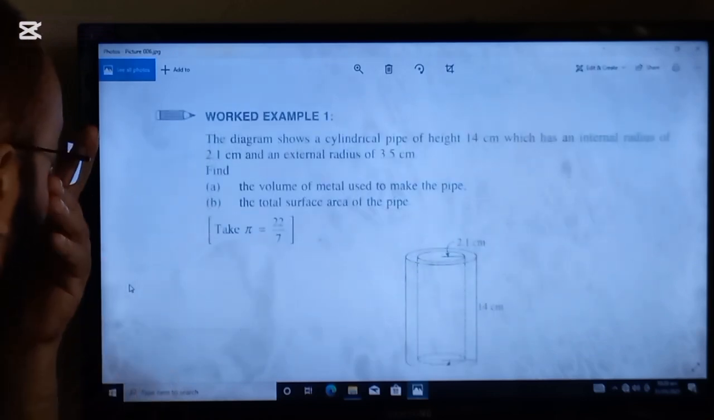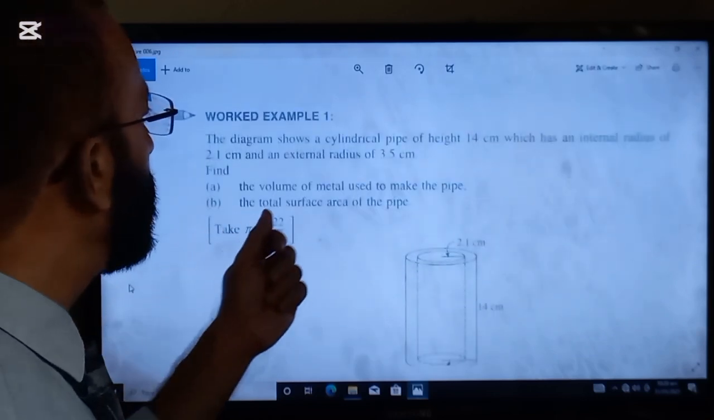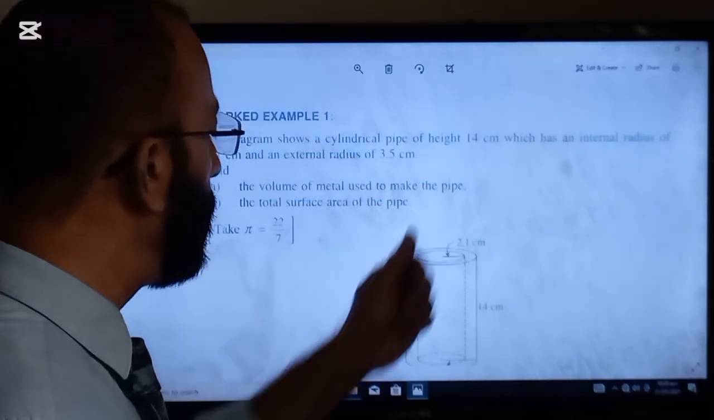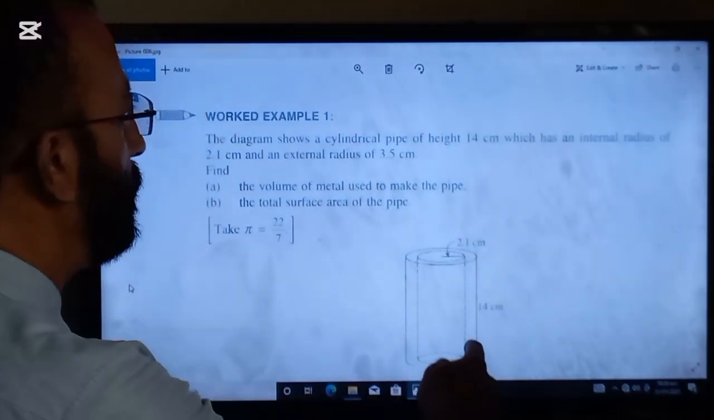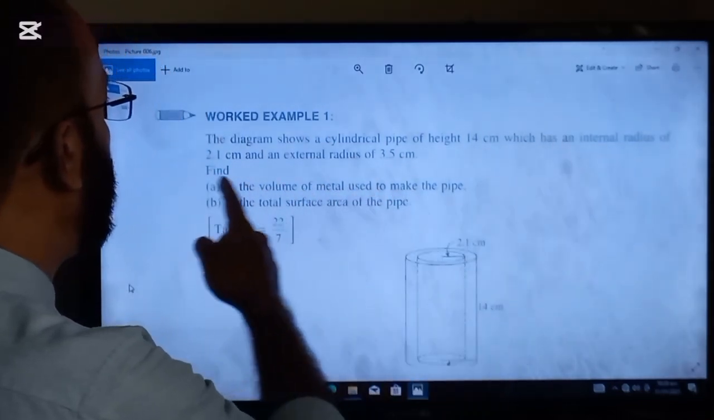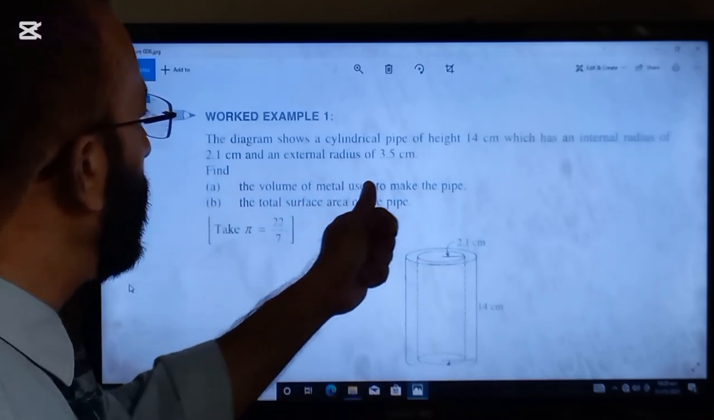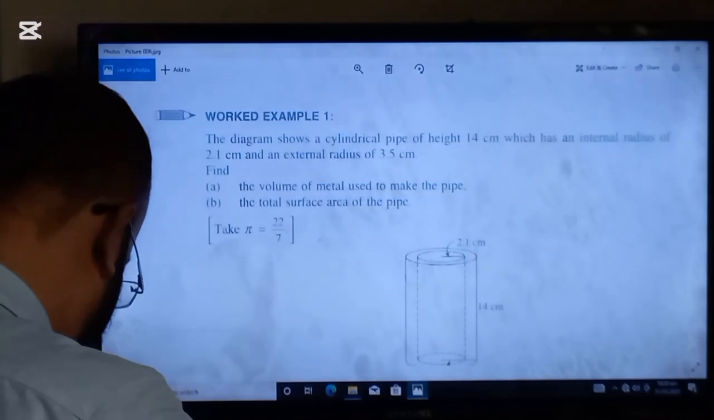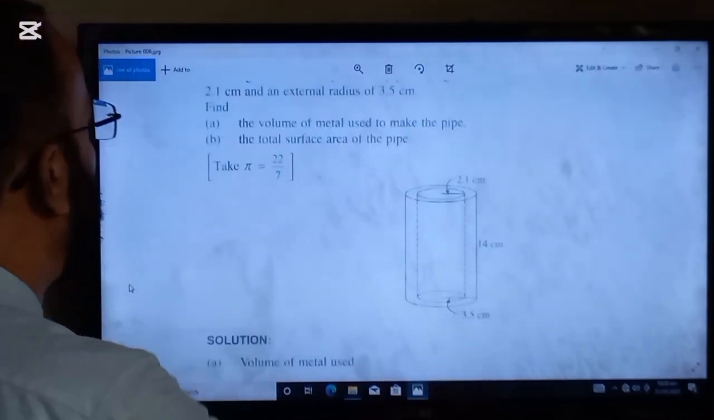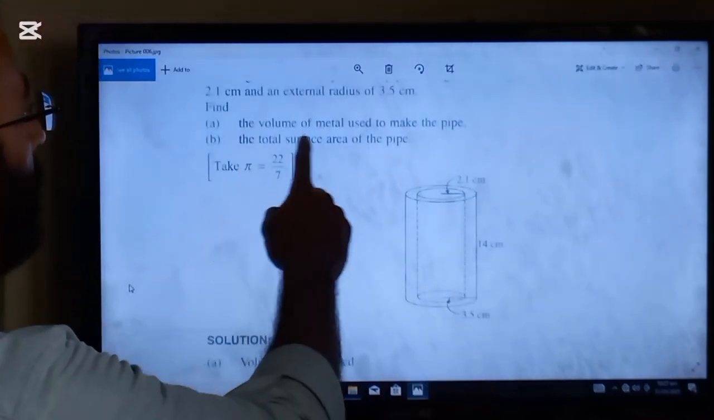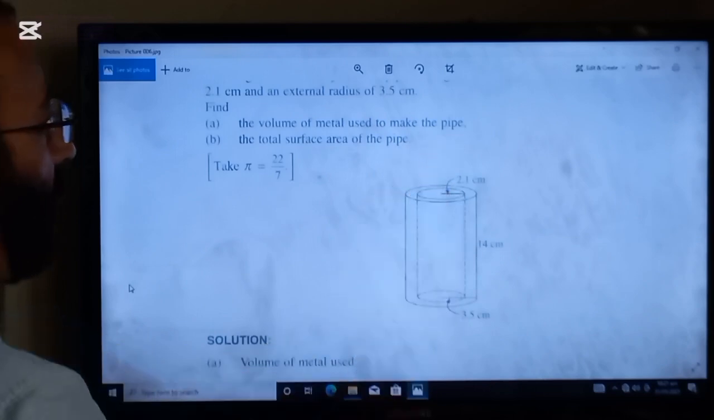Here is another question. The diagram shows a cylindrical pipe of height 14. So this is the height 14, which has an internal radius of 2.1. So this is the internal radius, and external radius is 3.5. Find the volume of the metal used to make the pipe.